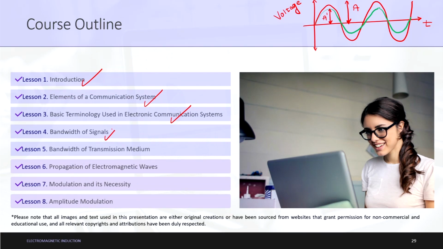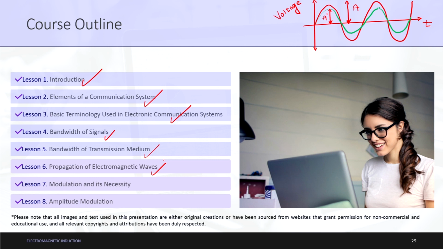Bandwidth of a signal is nothing but the frequency range in which any particular type of signal works. There is a dedicated frequency range for TV signals, for FM signals, and for video signals. Everything has a different bandwidth, and this concept was covered in lesson number 4. Then lesson number 5 had the bandwidth of transmission medium. And finally, now we are working on lesson number 6, which is propagation of electromagnetic waves.